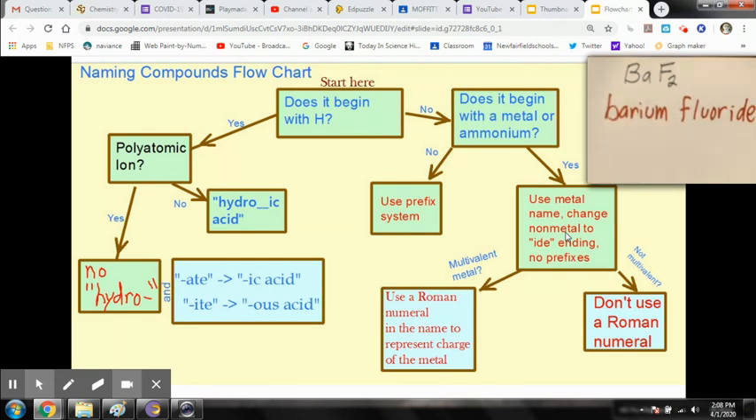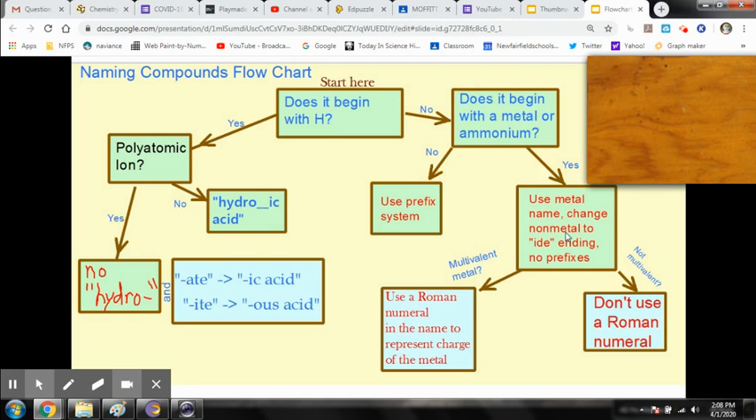Hey, a little side note here. You get extra brownie points if you spell fluoride correctly. It's spelled F-L-U-O. Not too many words are U-O. We have a lot that are O-U, but this one is U-O.